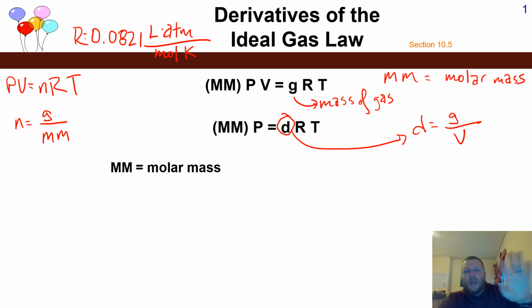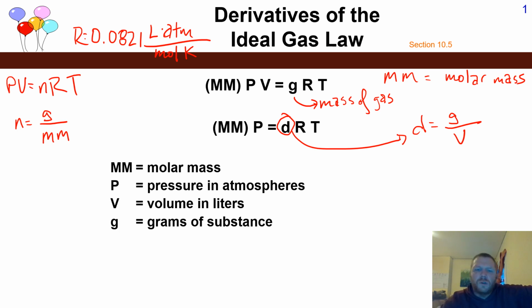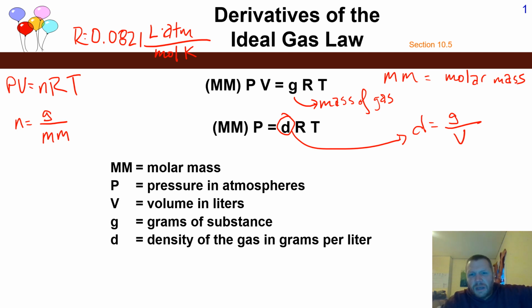Well, defining these: MM is molar mass, P is your pressure in atmospheres, V is your volume in liters, G is grams of the substance, D is density of the gas in grams per liter, not in grams per milliliter. T is your temperature in Kelvin.